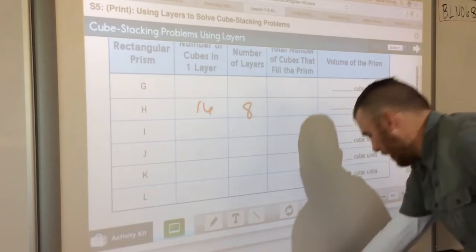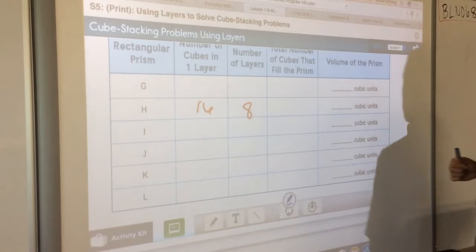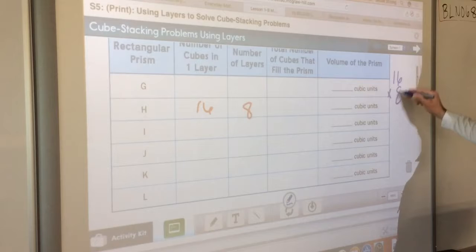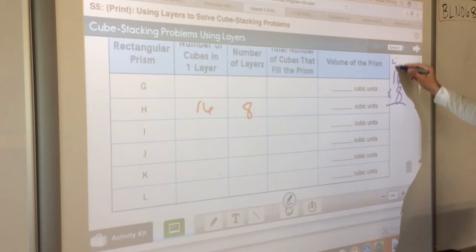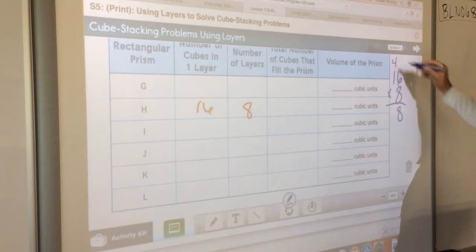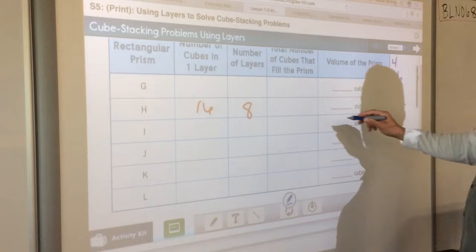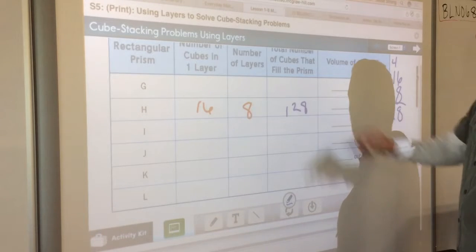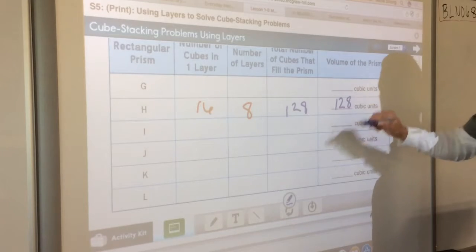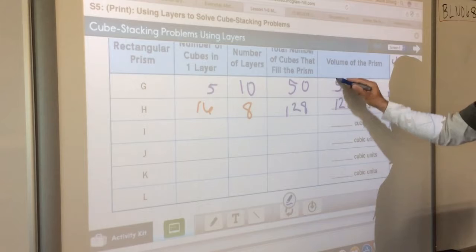Okay, now we know we need to take 16 times 8, which I'm going to write over here. 6 times 8 is 48, so I'm going to write my 4 here, 8 here. 1 times 8 is 8, plus 4 is 12, so 128. So there's 128 total cubes that fill the prism. Our cubic units is 128. We said this was 5, 10, 50, 50.